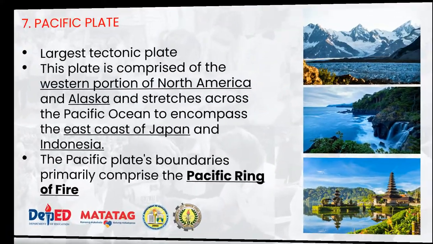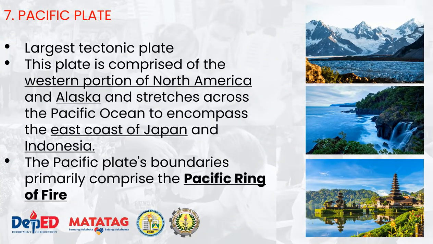And the last one is what we call the Pacific Plate. It is the largest among the plates, and this plate is comprised of the western portion of North America and Alaska, stretching across the Pacific Ocean. And of course, it encompasses the east coast of Japan and Indonesia. The Pacific Plate's boundaries primarily comprise the Pacific Ring of Fire.